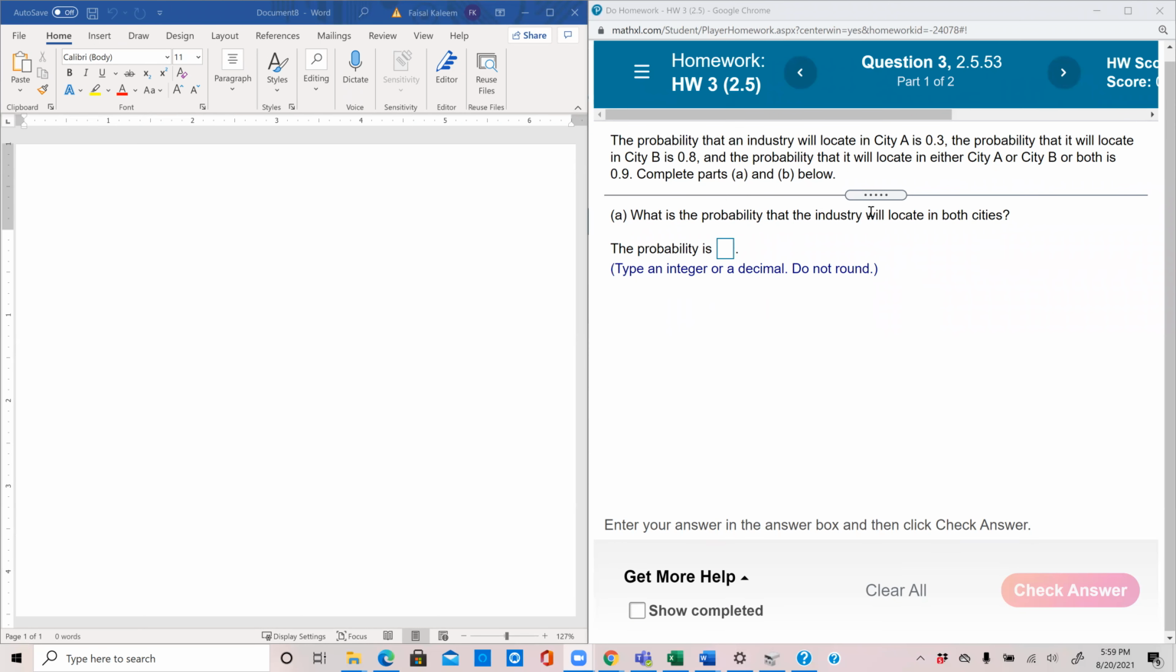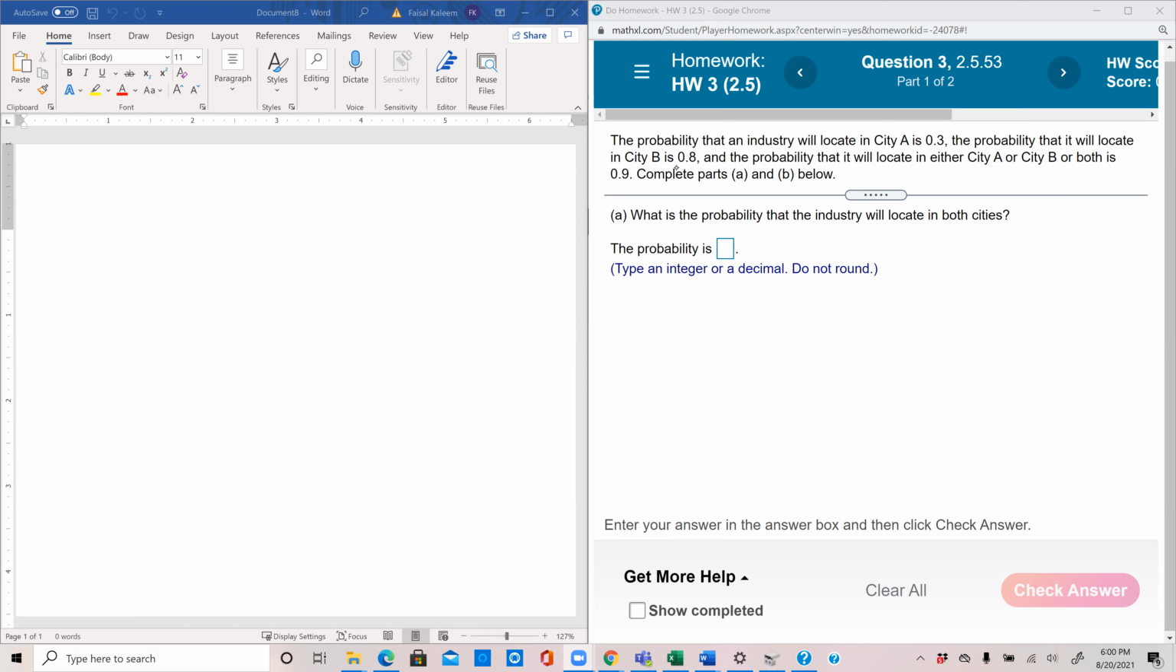The probability that an industry will locate in city A is 0.3. The probability that it will locate in city B is 0.8, and the probability that it will locate in either city A or city B or both is 0.9. Compute P(A ∩ B).